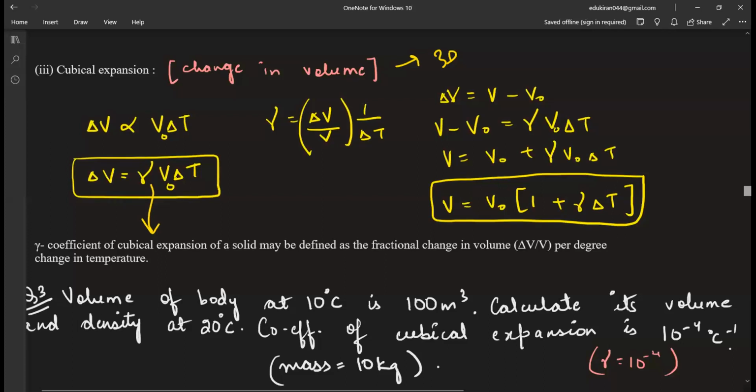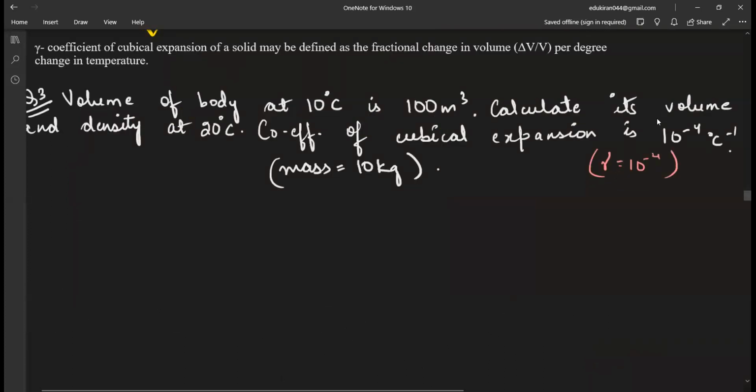One last question for today. I wanted to complete this topic as well, thermal expansion of solids. Everyone should revise and come. On Thursday, we'll have the class. So by Thursday, you all should remember it.